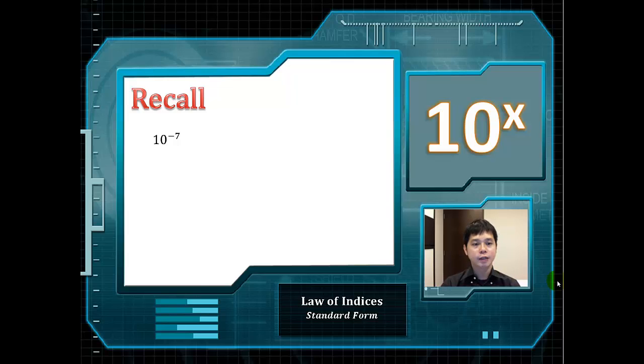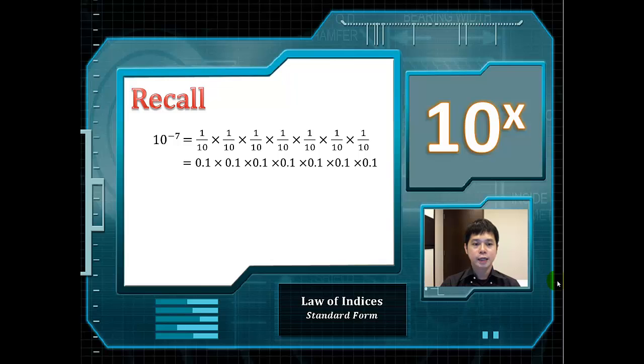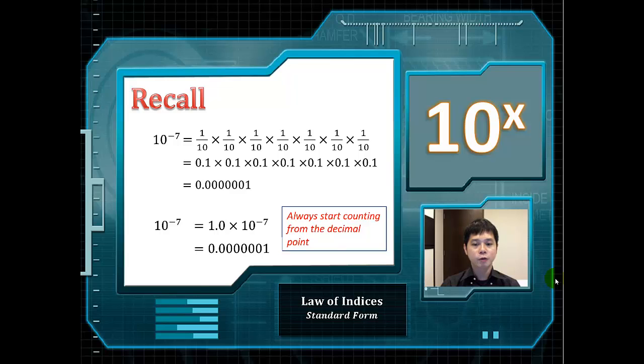10 to the power of negative 7 is actually 1 over 10 times 1 over 10 and so on 7 times. Or you can say that it is 0.1 times 0.1 and so on 7 times. Now what is an easy way to get from the index form to the ordinary form? First, we'll write it again as 1.0 times 10 to the power of negative 7. And this time we will move to the left 7 times because of the negative power. And the final answer will be this. Again, always remember to count from the decimal point.